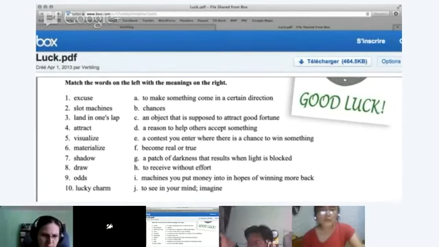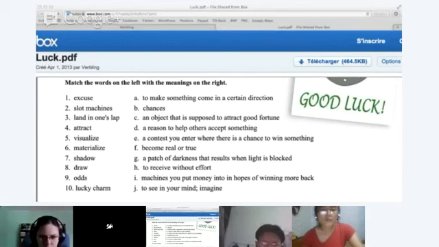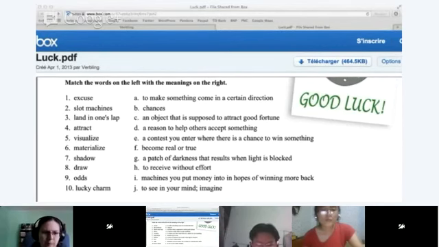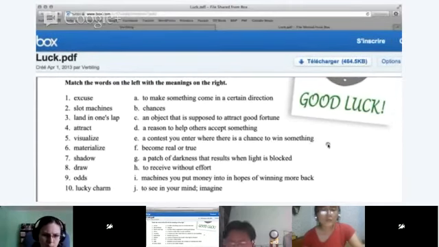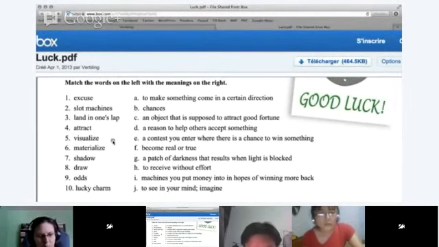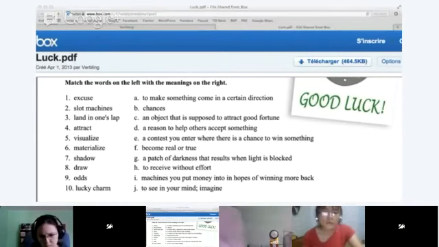So bees are attracted to flowers. Yeah. So it's A. Good job. What about visualize? So if I visualize my dream, what am I doing? I think you're picturing it, to picture something. Yeah. See it in your mind. Yes. So letter J, right? So 5 is letter J.